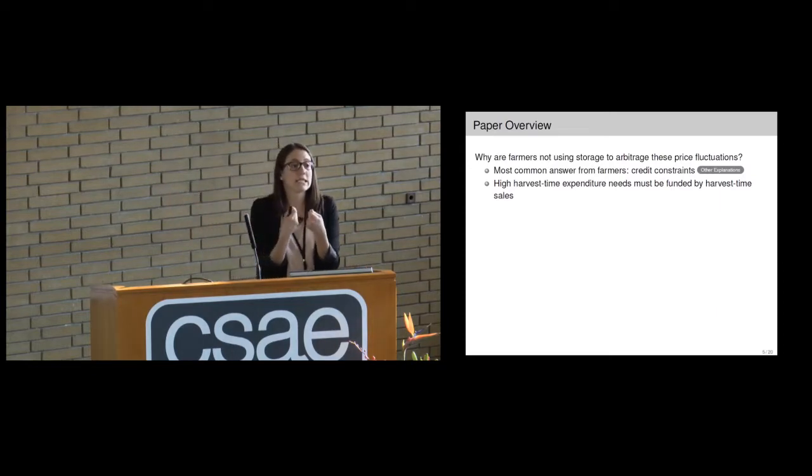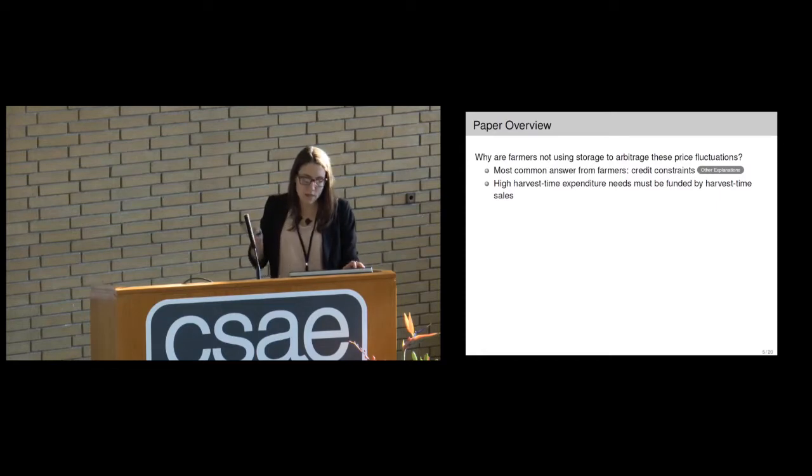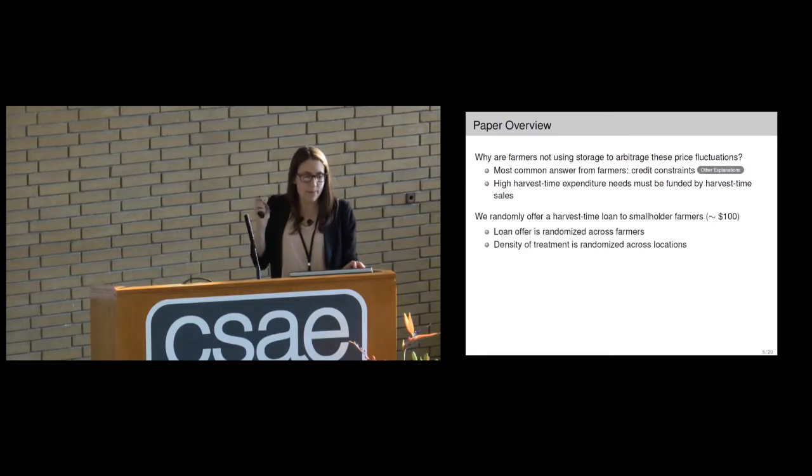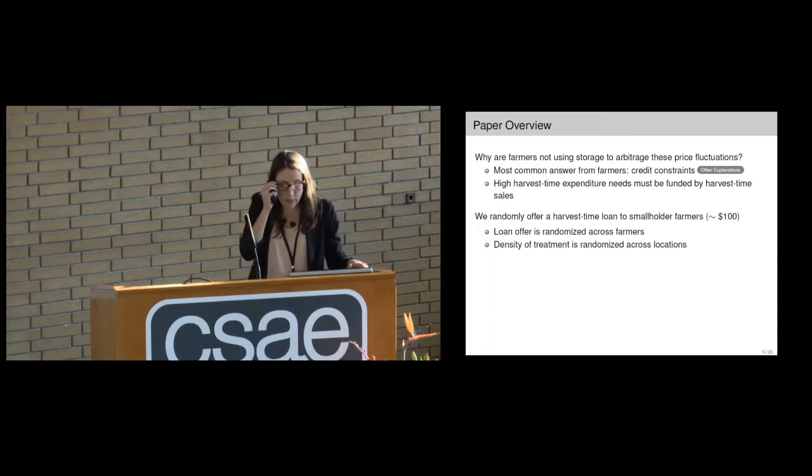So the hypothesis is, in the presence of financial market imperfections, the timing of production and consumption are going to have to be linked in time, or here the timing of expenditure and sales. So that's the hypothesis. We're going to test this hypothesis by randomly offering a loan to farmers given out at harvest time worth about $100.